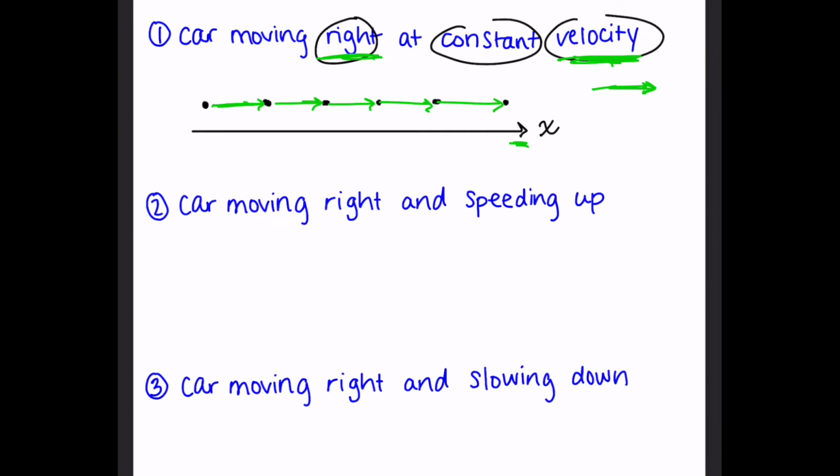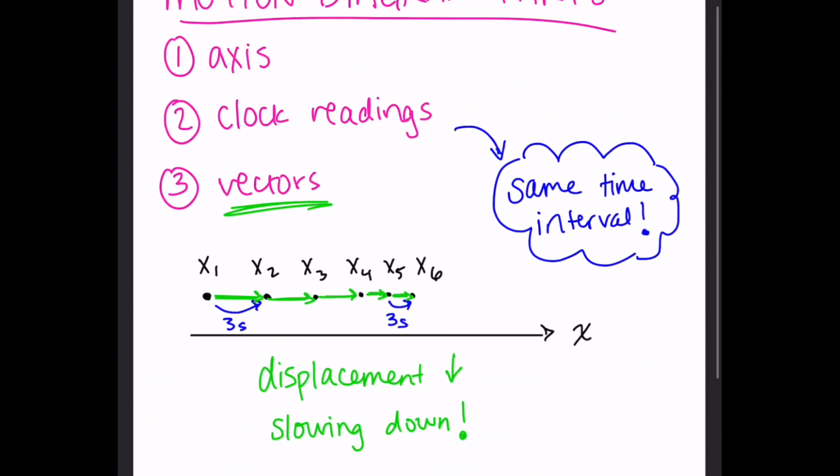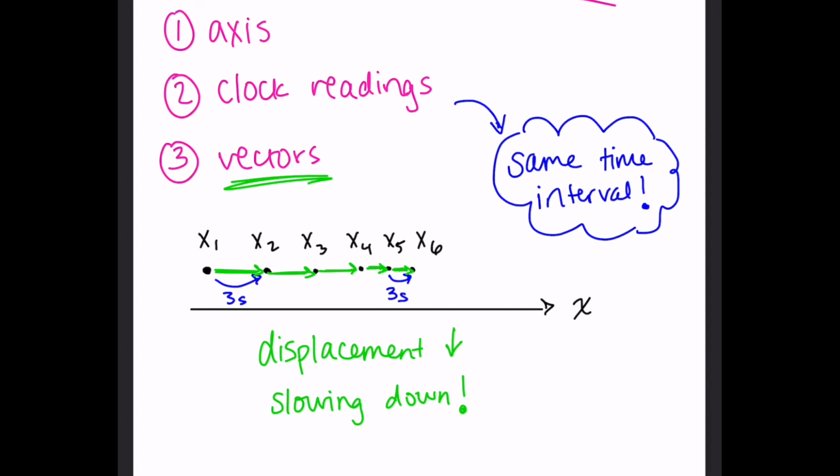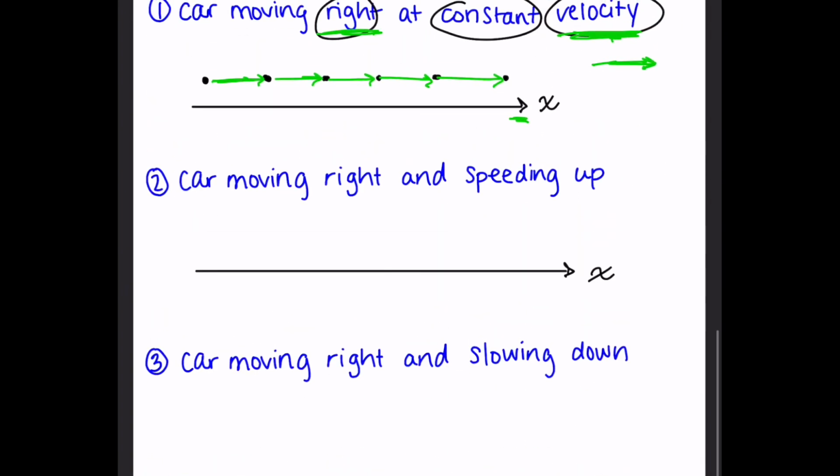Let's look at our second scenario where the car is moving right and speeding up. Now, over here, when the displacement decreases over time, the car is slowing down. So, it only makes sense that when the displacement is increasing over time, the car speeds up. So that's what we're going to do. We are going to make the displacement increase over time. And, of course, the car is moving right, and we are going to add our vectors.